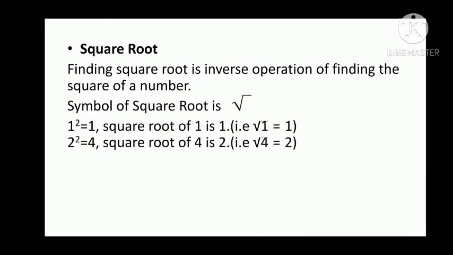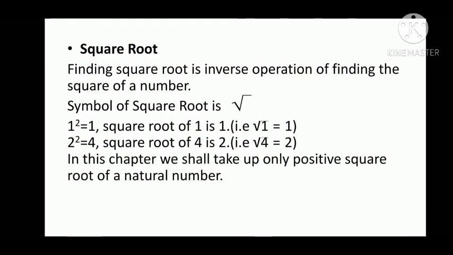Now 1 square is equal to 1, that is square root of 1 is 1, and that can be written in symbolic form. It will be square root of 1 is equal to 1 or under root of 1 is equal to 1. 2 square is equal to 4, square root of 4 is 2, that is square root of 4 is equal to 2.